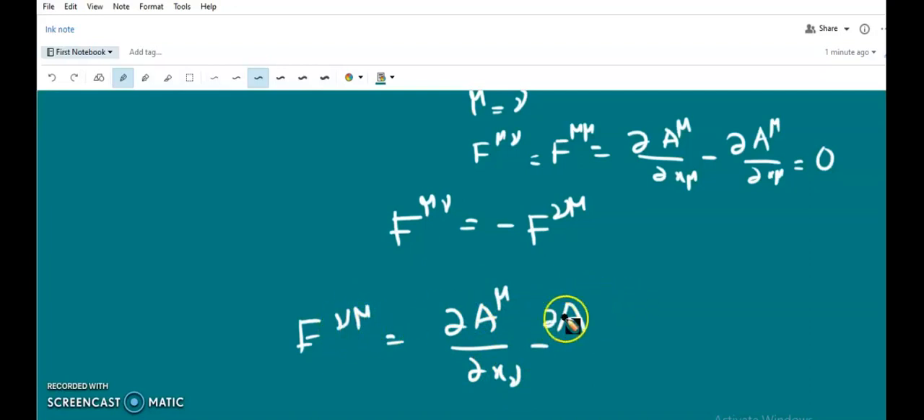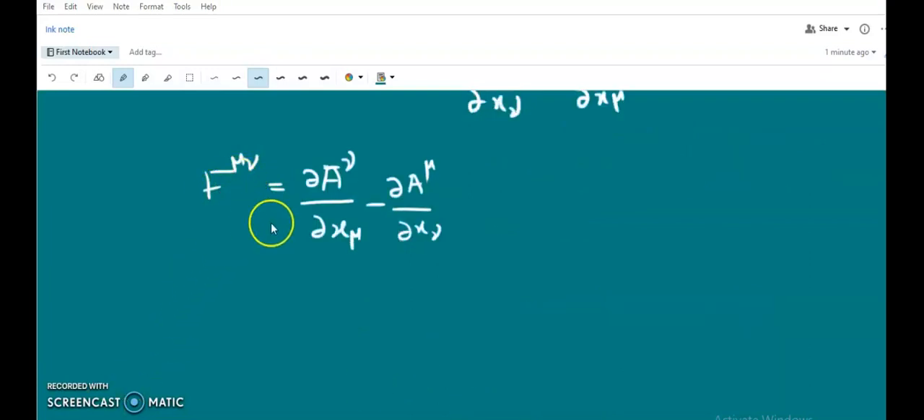∂A^μ/∂x_ν, that is the negative of F^{μν}. So the antisymmetric nature of the field tensor can also be established from this equation. So we have seen that this equation is equivalent to the fields in terms of potentials.